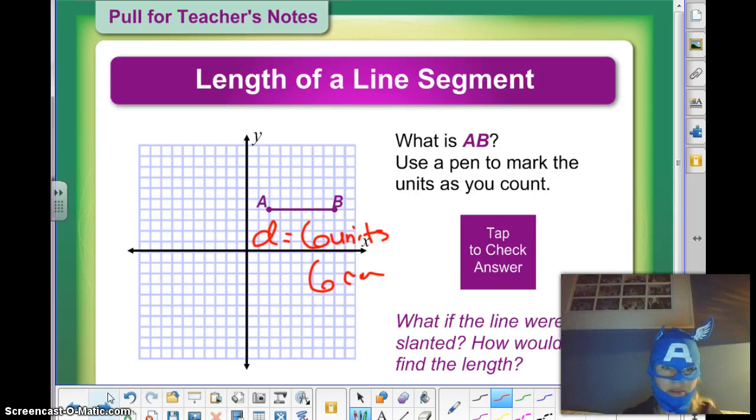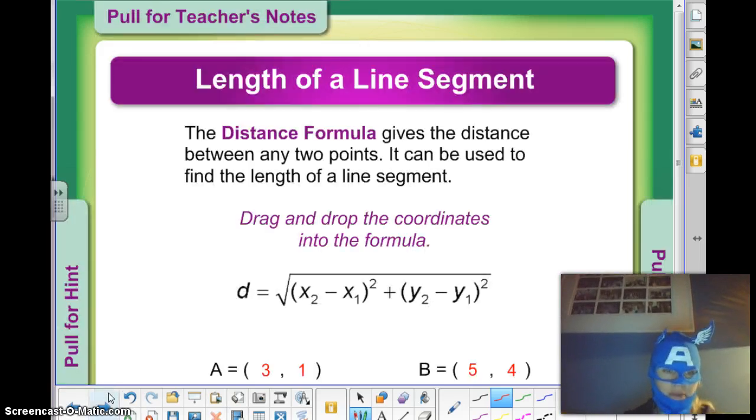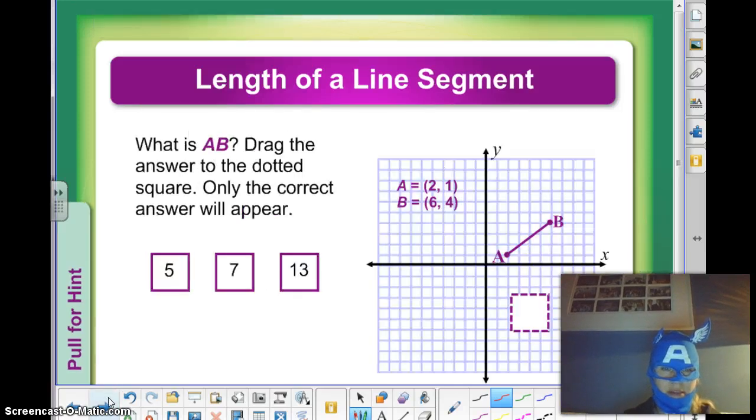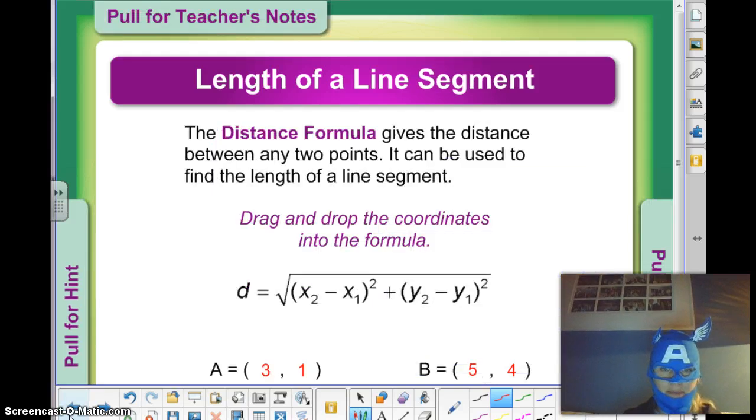The problem comes when we have a long distance to find, such as trying to find a diagonal distance. If you're trying to find a diagonal distance, well, you can't just count squares because they're not going across at even rates. So that's when we need what's called the distance formula. So the distance formula is D equals the square root of x2 minus x1 squared plus y2 minus y1 squared.